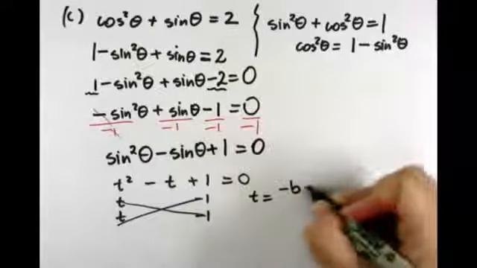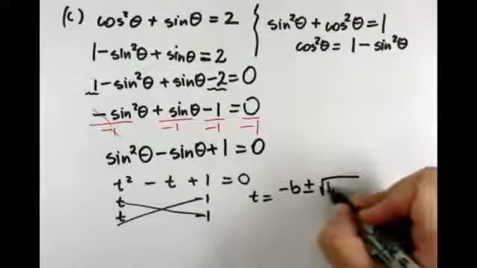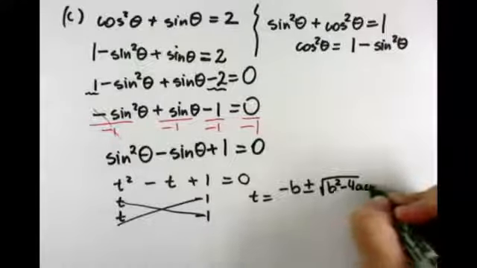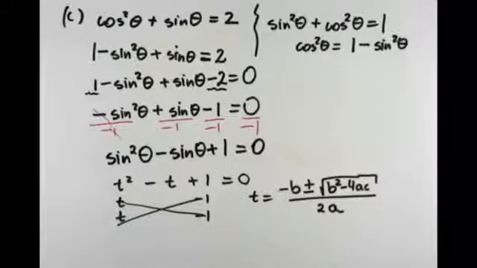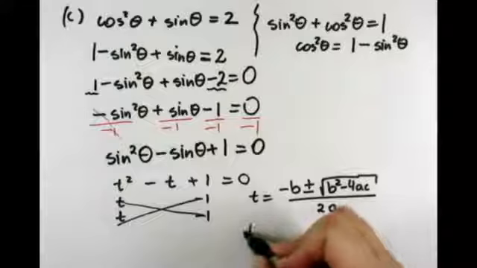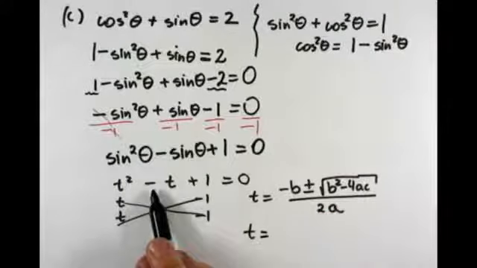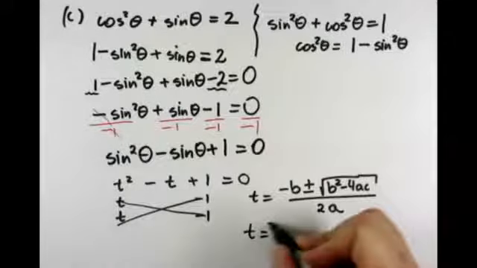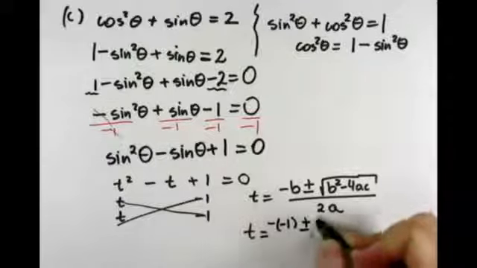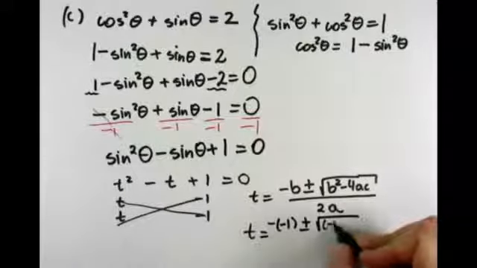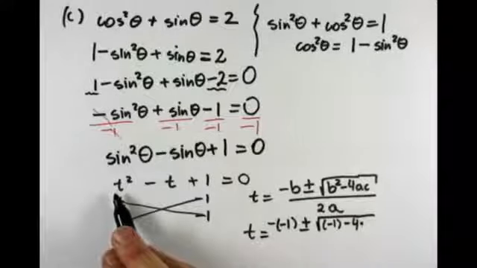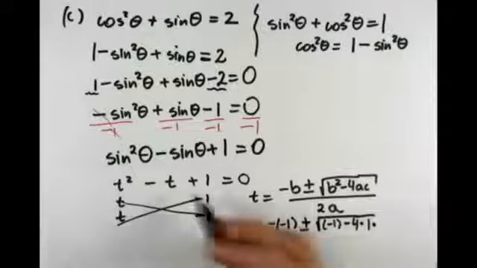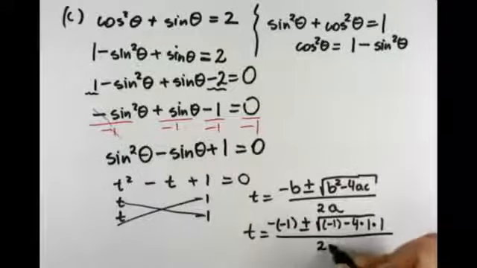t is equal to minus b plus or minus the square root of b squared minus 4ac, over 2a. That was the quadratic formula. So t is equal to minus b. B is the coefficient of t, so it's minus minus 1. Plus or minus the square root of b squared, which is minus 1 squared, minus 4 times a, the coefficient of t squared, which is 1, times c, which is 1, over 2 times 1.